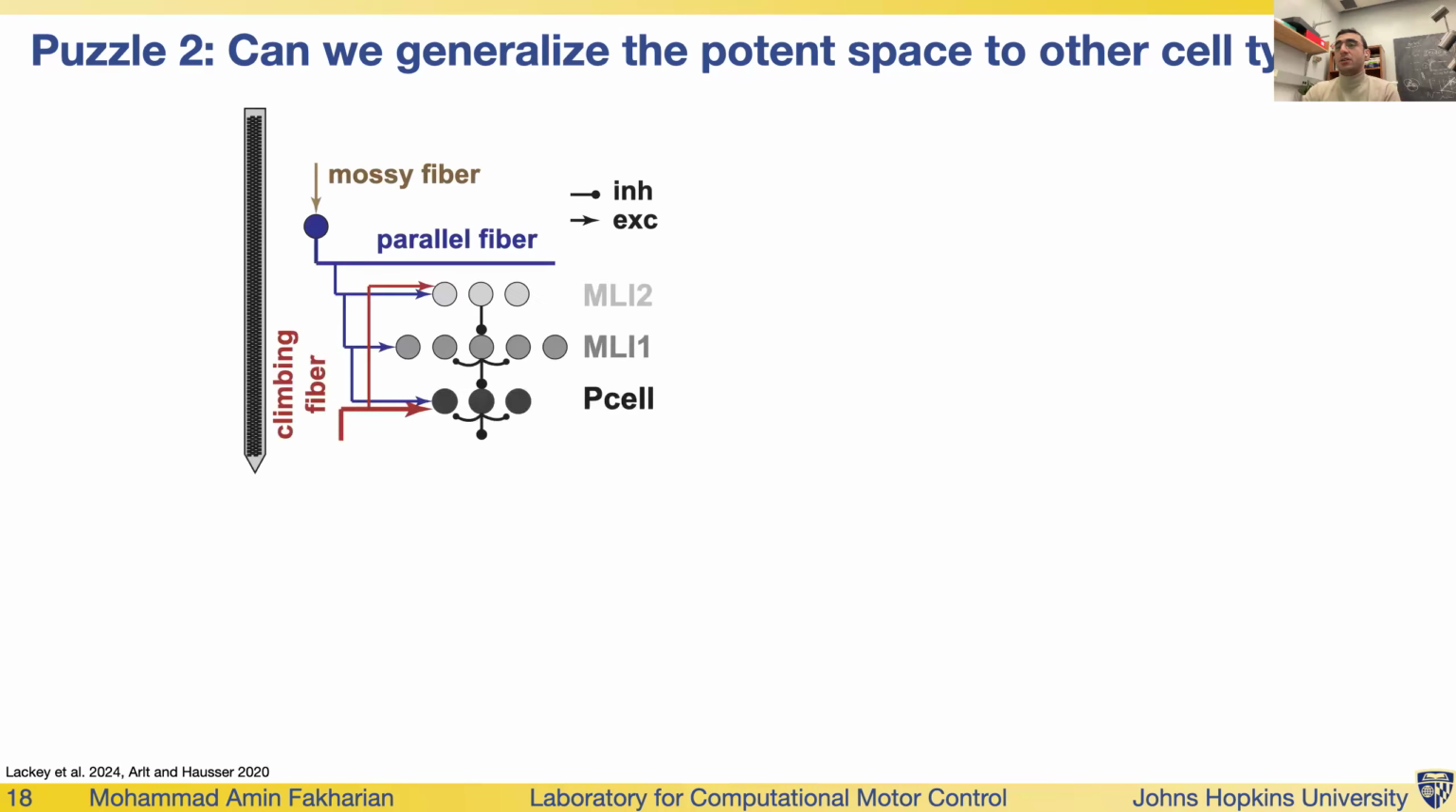So puzzle 2: can we generalize the potent space to other cell types? As I went through the recordings earlier in the slides, I showed you that not only do we have Purkinje cells, but we also have other cell types. Thanks to the work from Regehr Lab, now we know that there are actually 2 subtypes of MLIs, and we have an idea about how the network is organized.